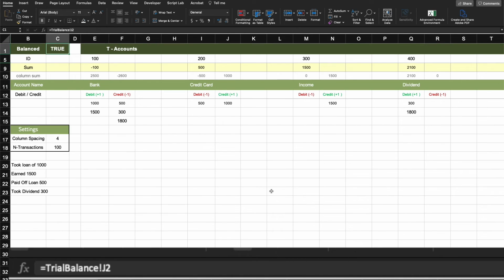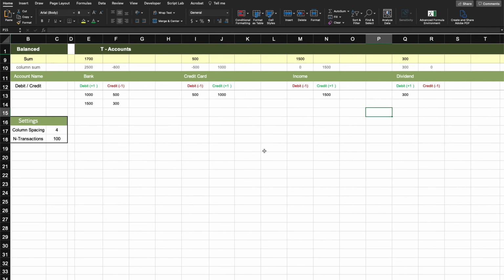Going back into the trial side, let me just remove that 1800 entry just in case. This was just to make sure our numbers are correct. Well, that brings us to the end of this video segment. In the next video, we will take this work one step further and start implementing these transactions from the T accounts into journal and ledger entries.